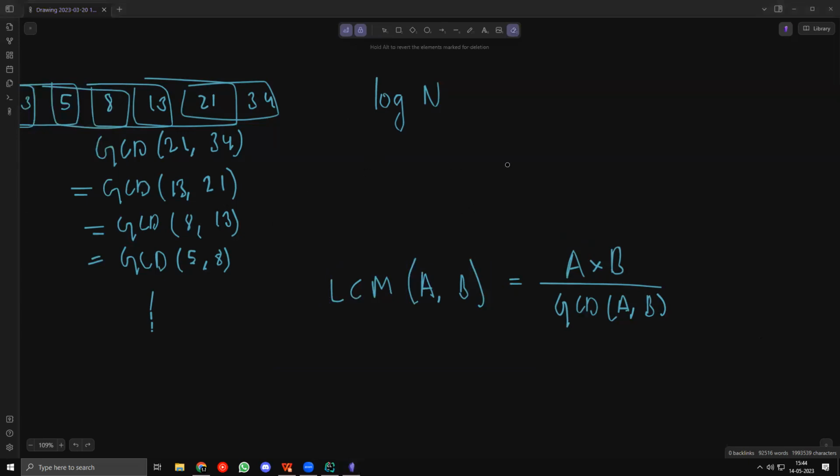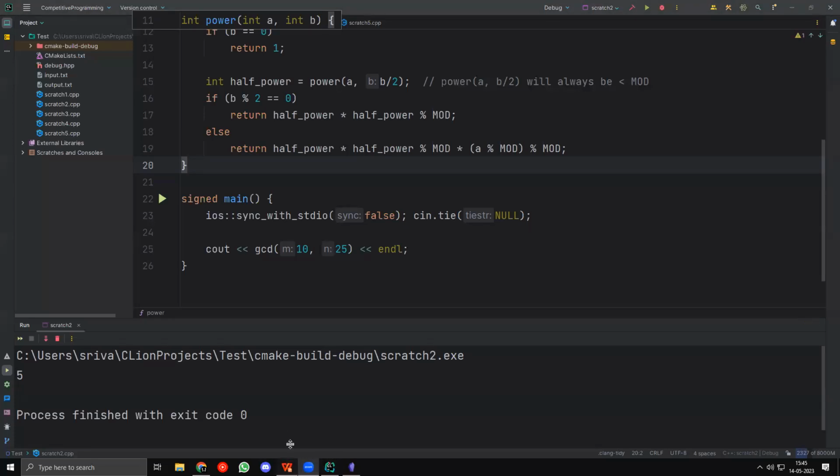And Ritika is asking, will we discuss problems today? Unfortunately, no. This has taken way more time than I thought. So we won't be discussing problems today.